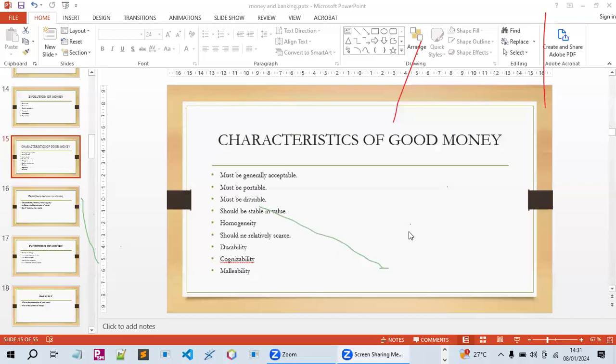And then durability. Good money should be long-lasting. It should be made out of high-quality paper and metals, and this is to reduce the cost of replacing worn-out money.